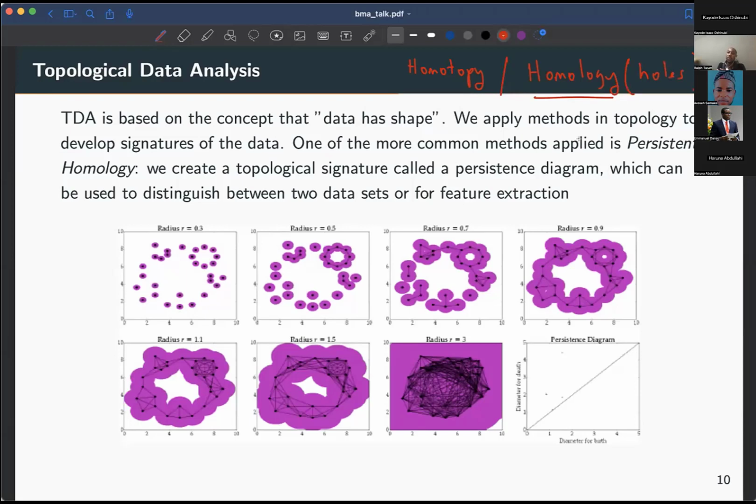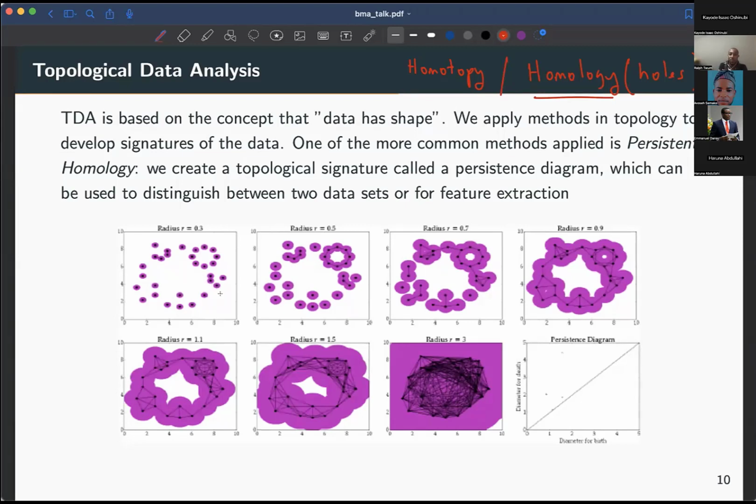And there's a way to assign an algebraic object, which is a homology group, to each topological space in such a way that if two topological spaces, no matter whether they look different, have the same homology groups, then they are the same. So how do we use that with data? Well, with data, one of the common methods is what we call persistent homology.